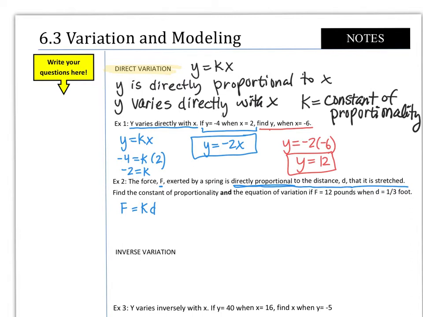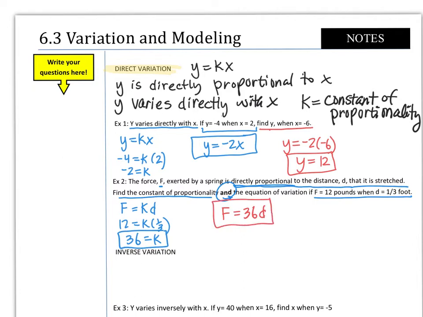Now they're asking us to find the constant of proportionality, so we're finding k on this first part, and we're going to write the equation. So let's see. We've got F is 12, d is 1/3. So 12 equal to k times 1/3. Here I would multiply by 3 on both sides, so I know k is 36. This is the first answer. Now they say write the equation. Well, that's easy now that we have what k is. F is 36d. All right, so that is direct variation.